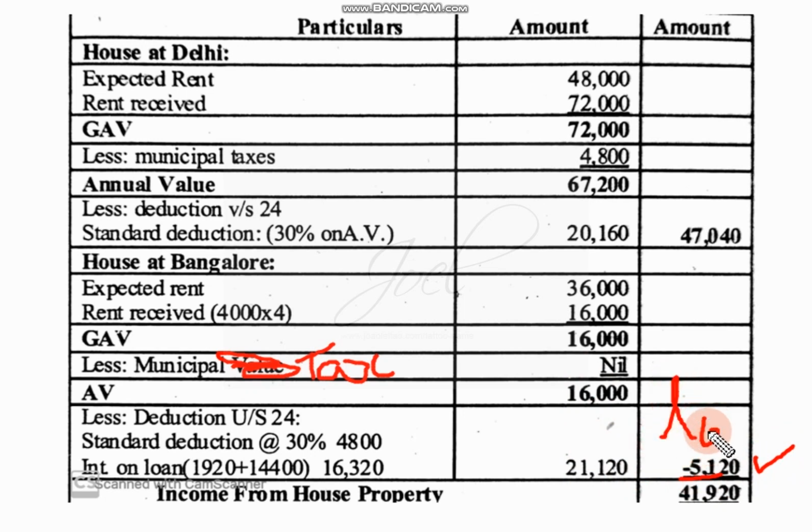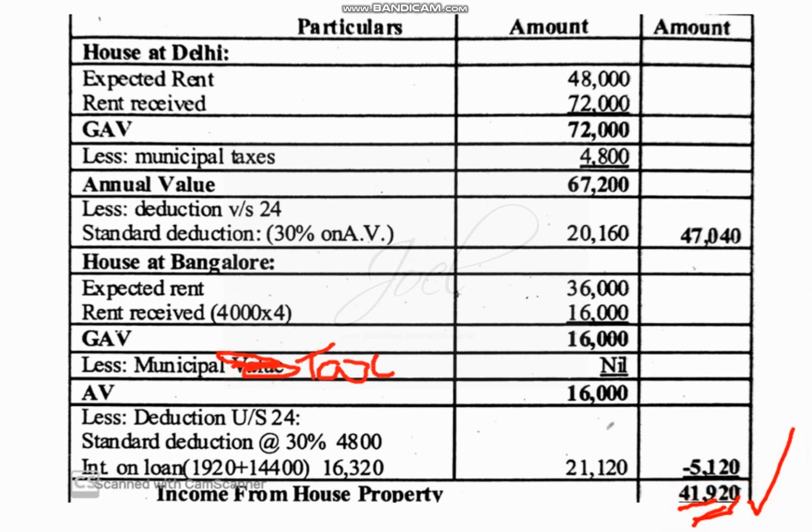This is the loss from the second house. But since we are calculating the total income, again you need not write it as a loss. So minus 5,120 you have to write. And when you do the total, when you are adjusting, this is a minus balance, this is a positive balance. From this balance, if you deduct 5,120, you will get 41,920, and that is a positive balance. So it is income from house property.